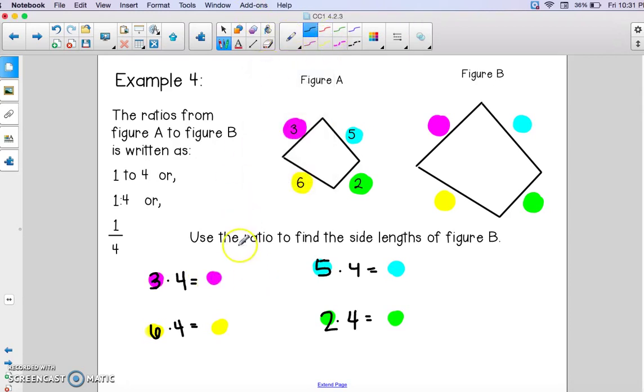So back we go. 3 times 4 is 12. 6 times 4 is 24. 5 times 4 is 20. And 2 times 4 is 8. So since I've color-coded, I already know where they go. My 12 is going to go with the pink or purple, whichever color. The 20 goes with the blue. The 8 goes with the green. And the 24 goes with the yellow. So there are all my missing side lengths.